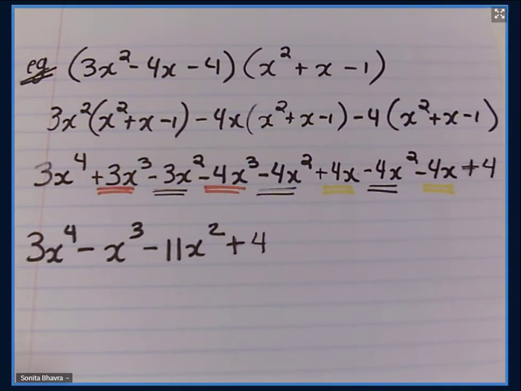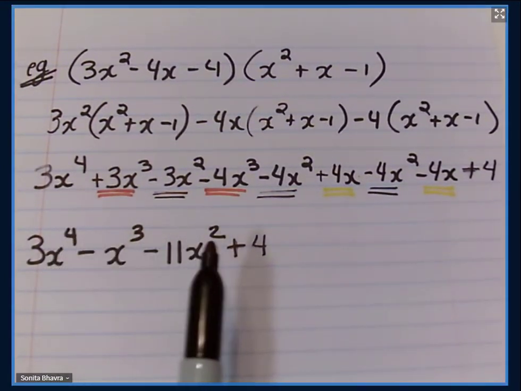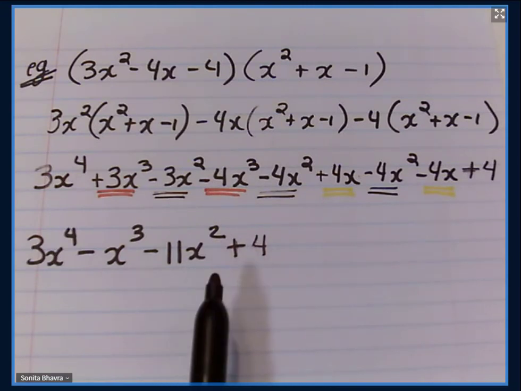All right, so note again that I've gone from my highest exponent down to my lowest exponent, and then my constant term at the end.